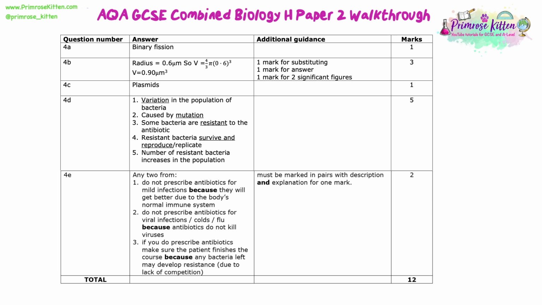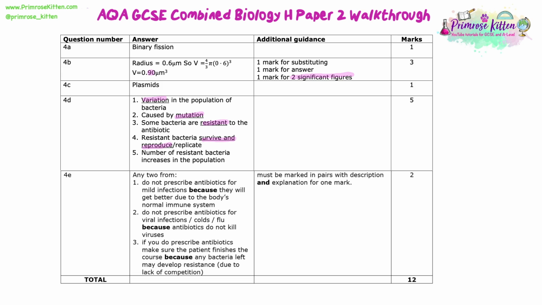Okay, so the mark scheme for question 4. We've got binary fission, and then we've got the calculation question for 4b. Just make sure you have a whole mark there for 2 significant figures. So make sure your answer is 0.90, not just 0.9. Otherwise, it's not 2 significant figures.